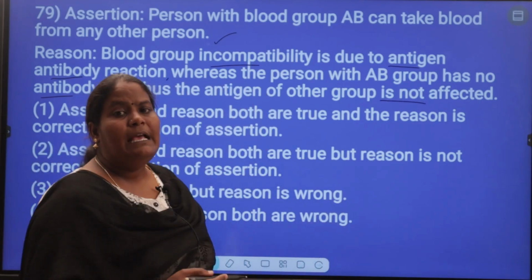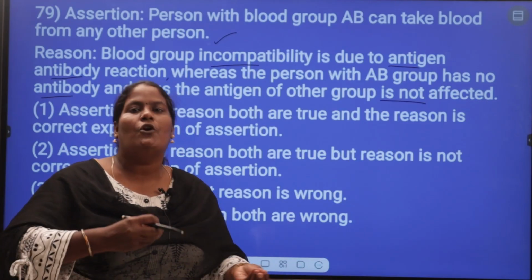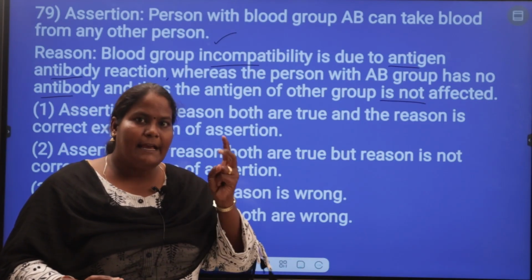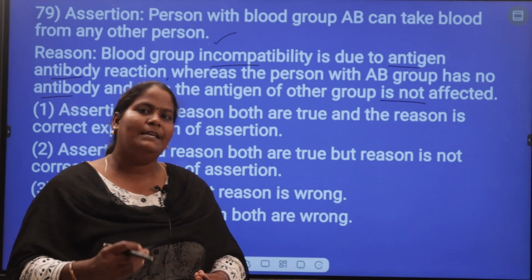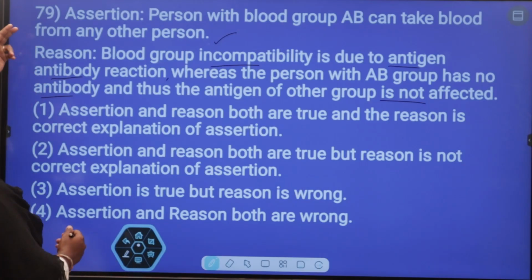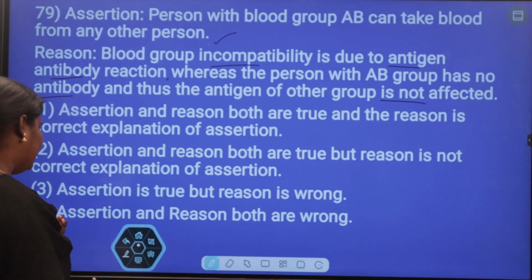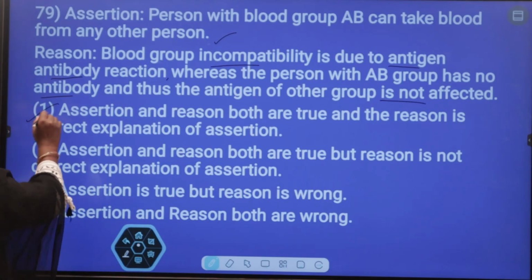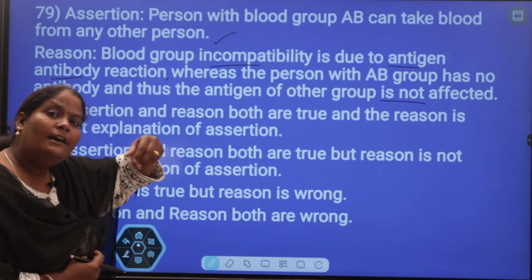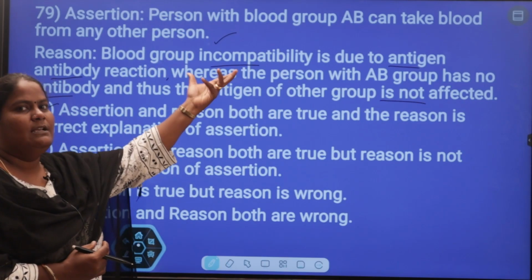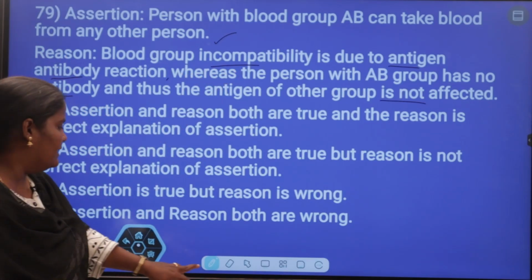Yes, we are aware of it. AB blood group persons have no antibodies, which means there is no A antibody as well as no B antibody. A and B antigens are present, that's why they are called AB blood group, but the antibodies A and B are absent. Yes, both the statements of assertion and reason are true. Let's discuss whether they are properly explaining each other. Yes, of course they are, because here they are describing the universal recipient, and why they are considered universal recipients was mentioned there. So the assertion and reason properly explain each other.